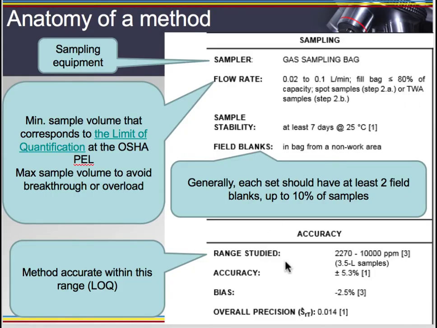So our sampling method also gives us the accuracy. This is the limit of quantification, that between 2,270 and 10,000 parts per million, the lab will be accurate in being able to quantify or measure how much material is present on your sampling media. It also tells you how many blanks will be needed. Generally, there are at least 2 field blanks per sampling campaign, or up to 10% of your samples.